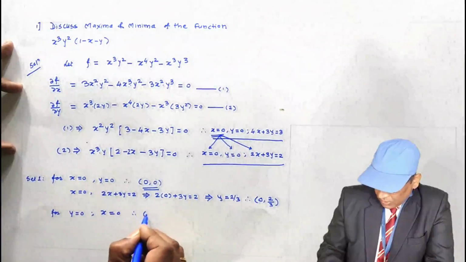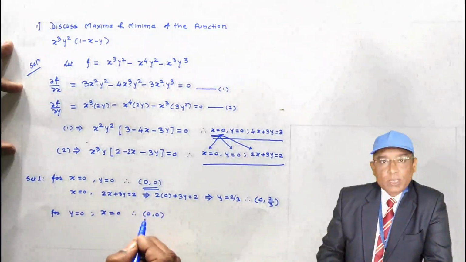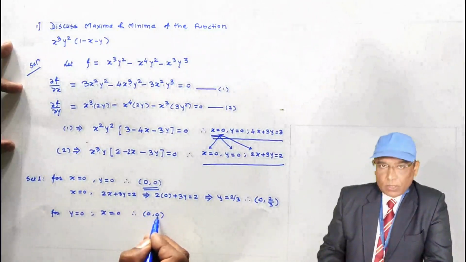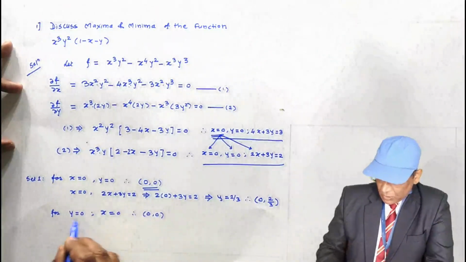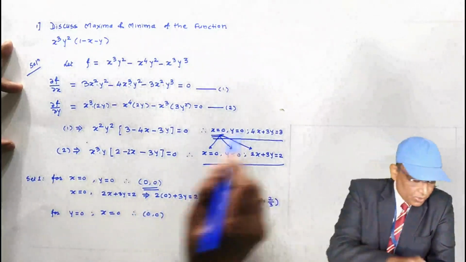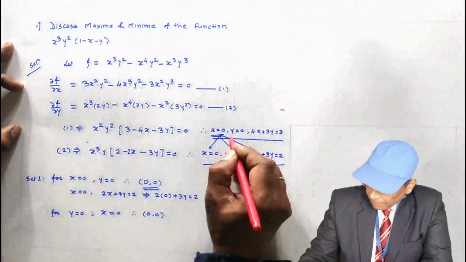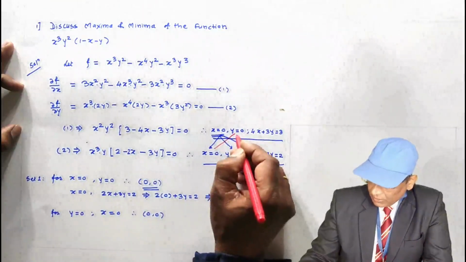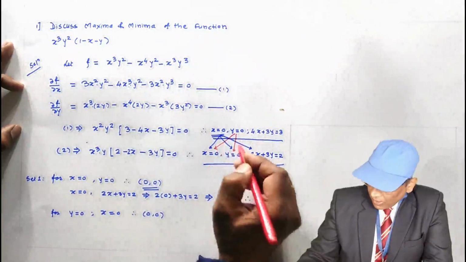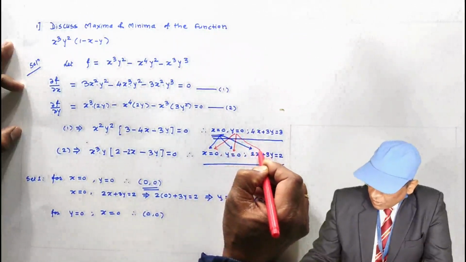Therefore, x equal to 0 and y equal to 0. First coordinate is the x coordinate in the ordered pair, and the second coordinate is the y coordinate. This point we have obtained, and this is not necessary to write. x equal to 0, y equal to 0, it has no meaning now. Then y equal to 0 and this one.